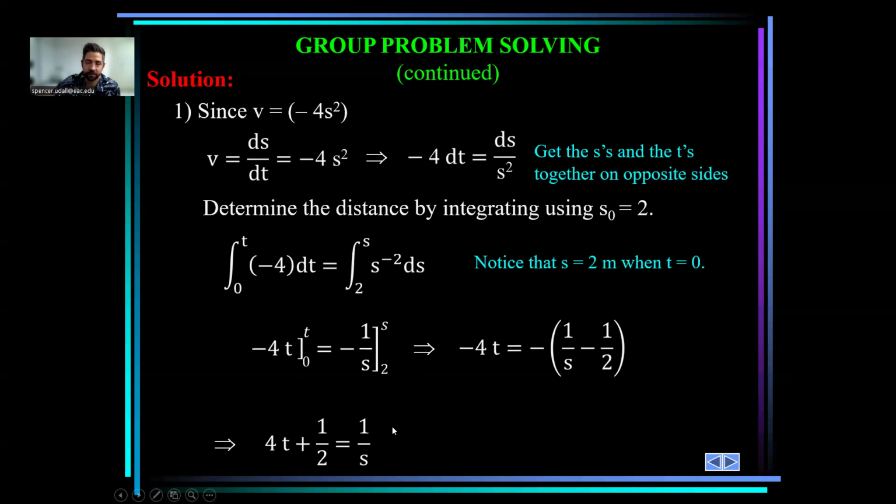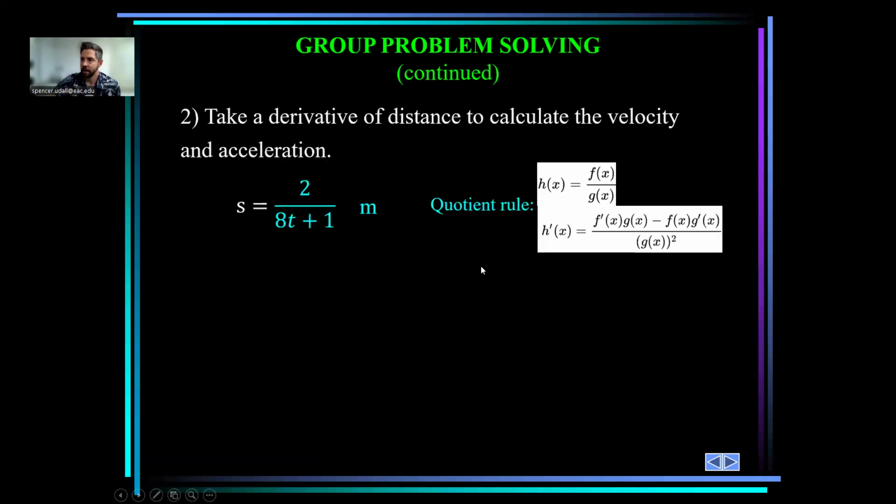That's almost what we want, right? Really what we want is the inverse of that. So solve for s. There it is, right? That's the beautiful equation that we needed, s in terms of t, so we can solve for velocity.